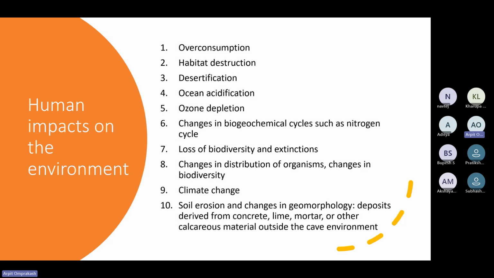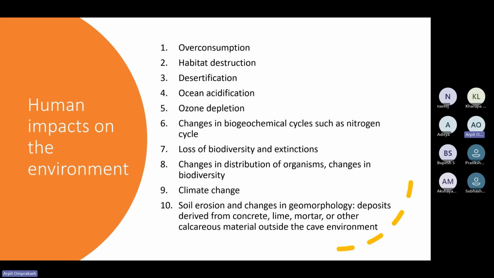Then, of course, by the use of pesticides and fertilizers, we are introducing changes into cycling of various nutrients and minerals, such as the nitrogen cycle. And loss of biodiversity and extinction due to human activities, such as poaching, habitat destruction, and other things like that. Habitat destruction, habitat loss and fragmentation also lead to changes in distribution of organisms and corresponding changes in biodiversity.